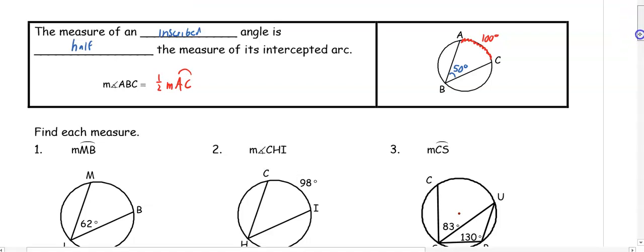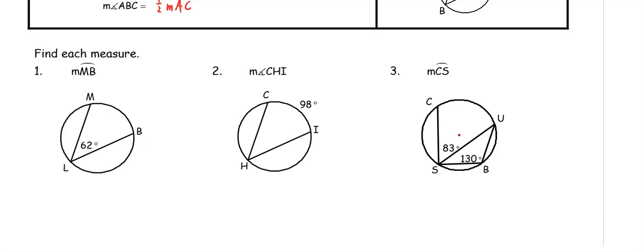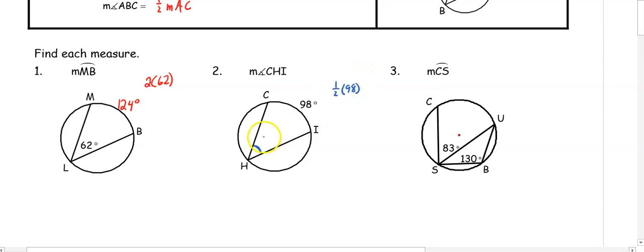In number one, we want to find the measure of arc ME. So we know the angle is 62 degrees. So if we are going from angle to arc, we want to double it. So we're going to do 2 times 62 degrees, and we get 124 degrees. Number two, we want to find the measure of angle CHI, which is the angle over here. Remember that the angle is half of the arc, so we want to take half of 98, and we get 49 degrees.